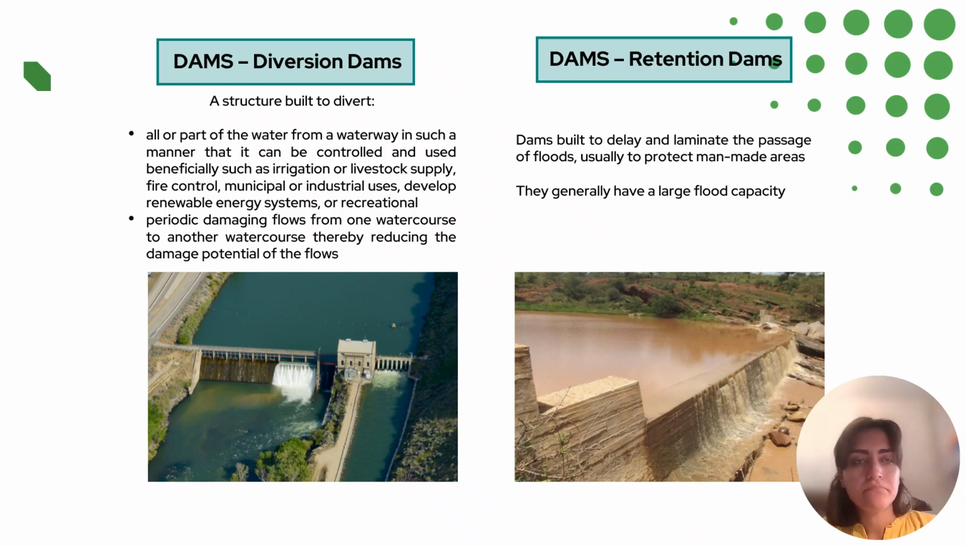Diversion dams are also useful to reduce the impact of damaging flows by diverting excess water from one channel to another. On the other hand, retention dams are mainly designed for flood control. Their purpose is to delay and laminate the passage of floods, thereby protecting downstream urban and agricultural areas. Because of this role, retention dams generally have a large flood capacity, making them essential for risk reduction and safety. Together, these two types of dams highlight how engineering can both redirect water for beneficial uses and protect society from natural hazards.